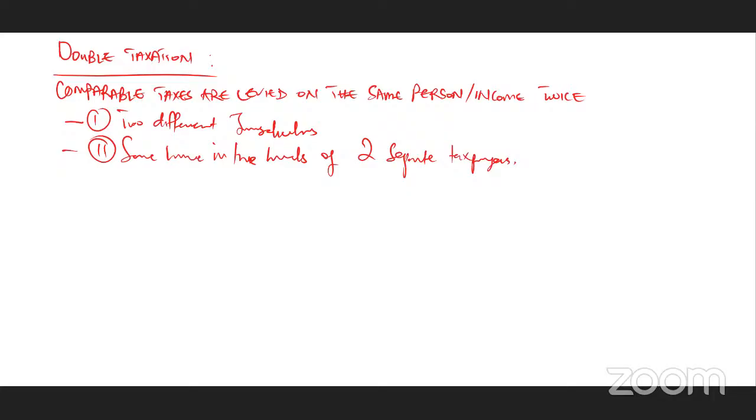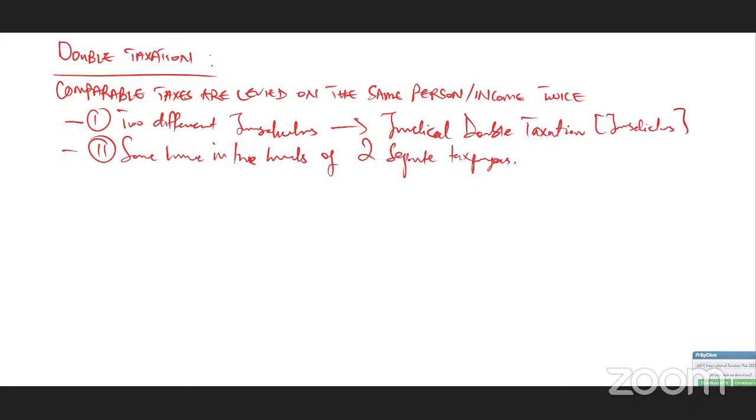So what do I mean by that? With Kofi's case, we saw UK taxing Kofi and Ghana taxing Kofi. That is what we call juridical double taxation. Why juridical double taxation? Because it is two different tax jurisdictions that are taxing him. Do you get it? So juridical double taxation is where two different countries are taxing the same person.